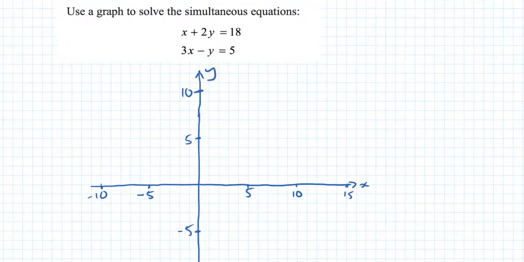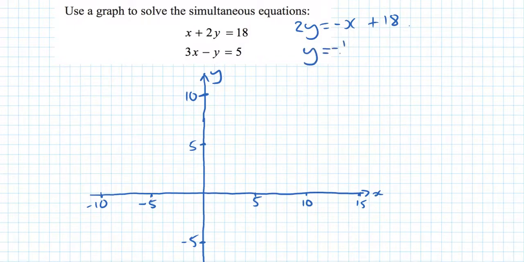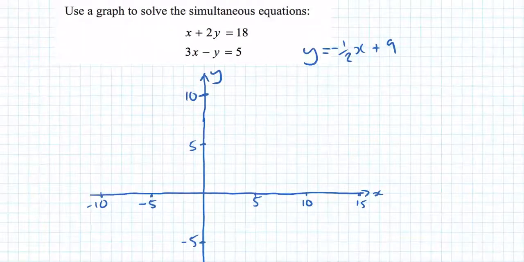This time we have got x plus 2y equals 18 and 3x minus y equals 5. So the first thing we've got to do is be very confident moving these equations around and rearranging. In general, we're making y the subject. So in that first equation, I'm going to take x from both sides. I'm going to have 2y, therefore, is equal to minus x plus 18. Now I'm going to divide by 2, and so if I divide by 2, I'll have y equals minus a half x plus 9.